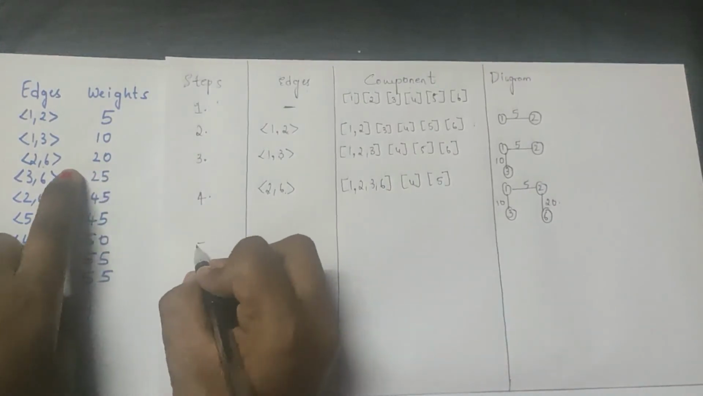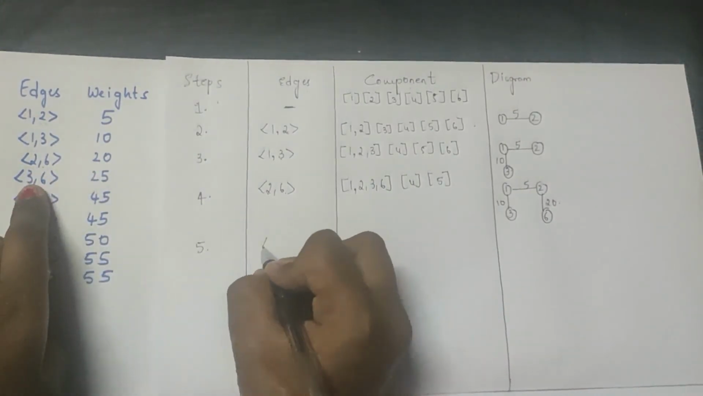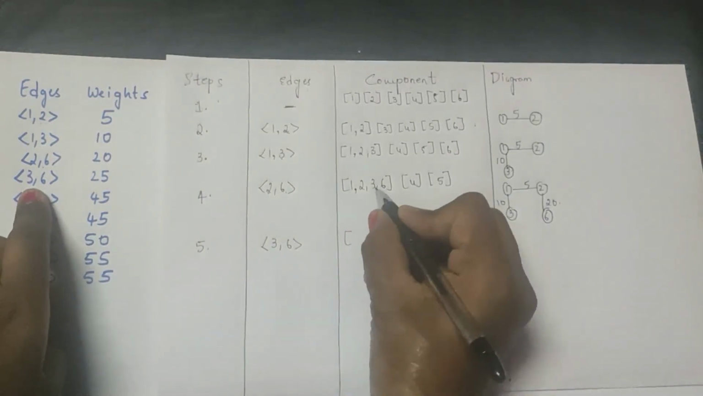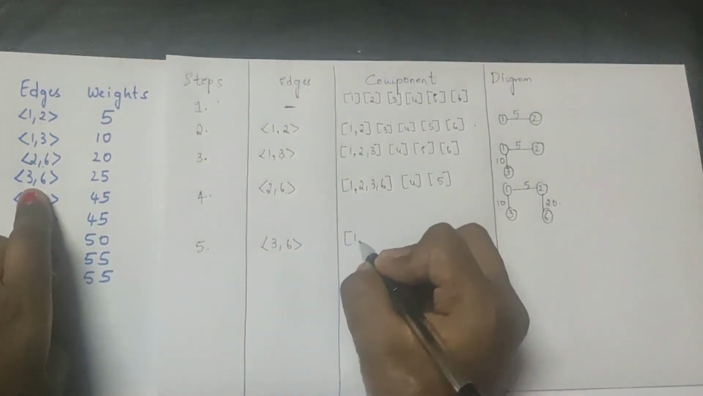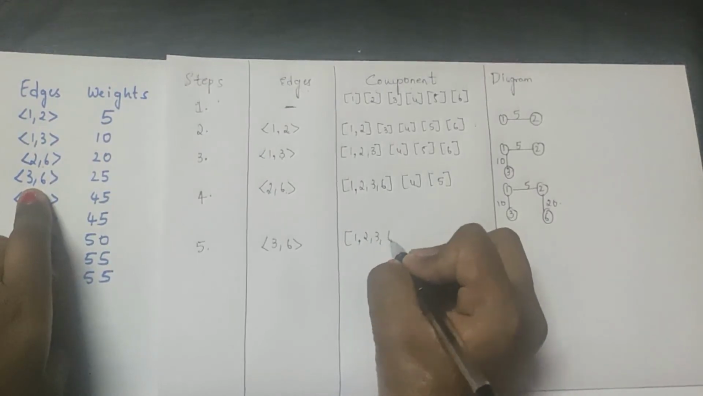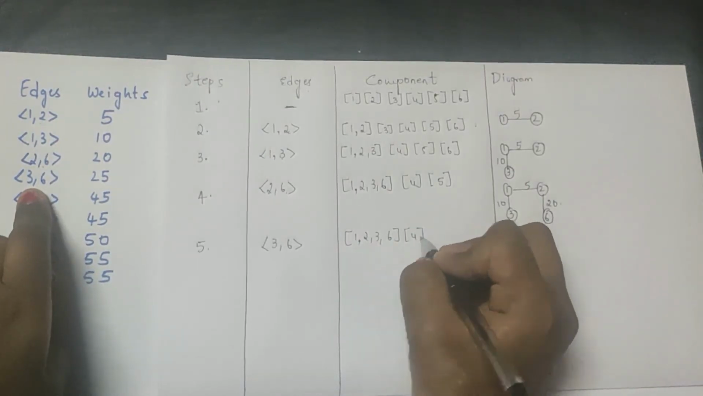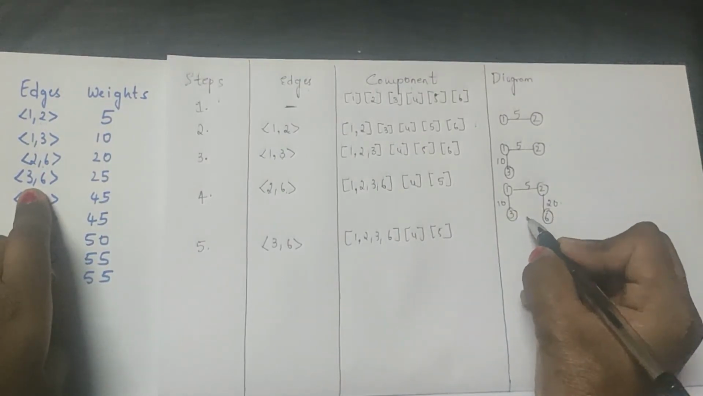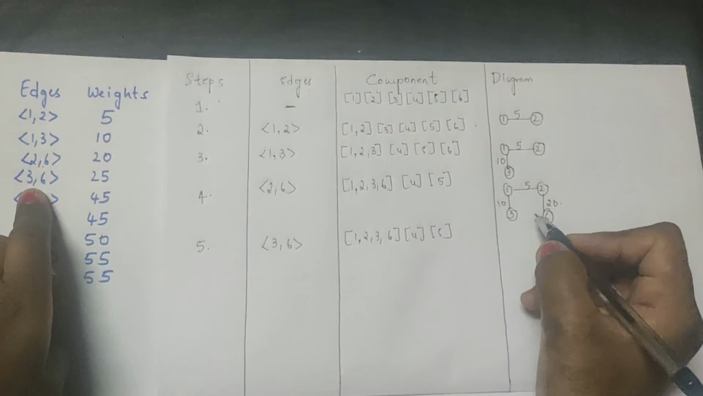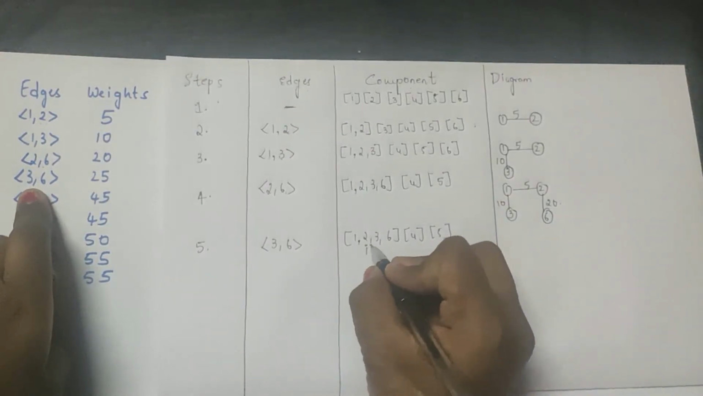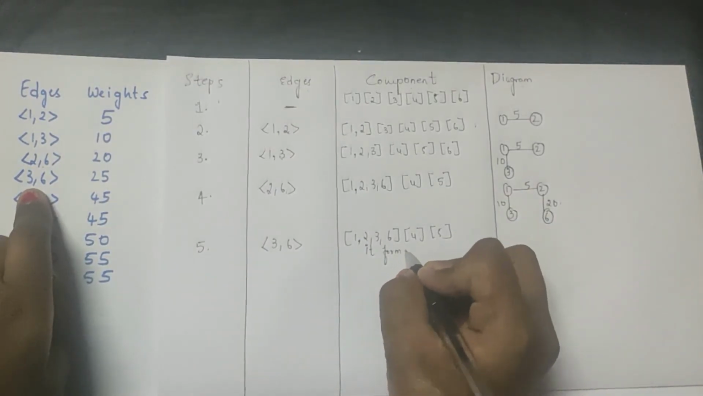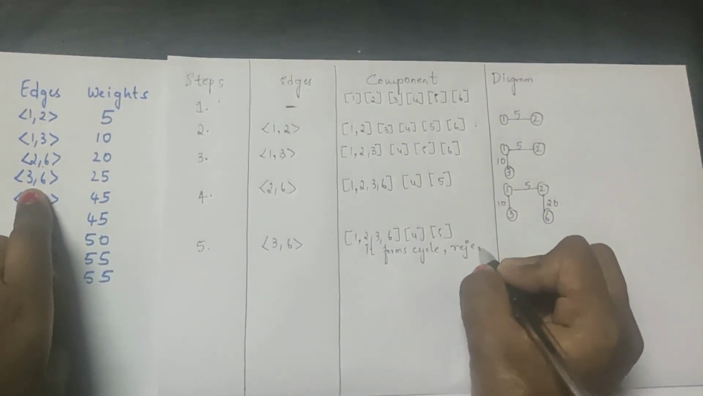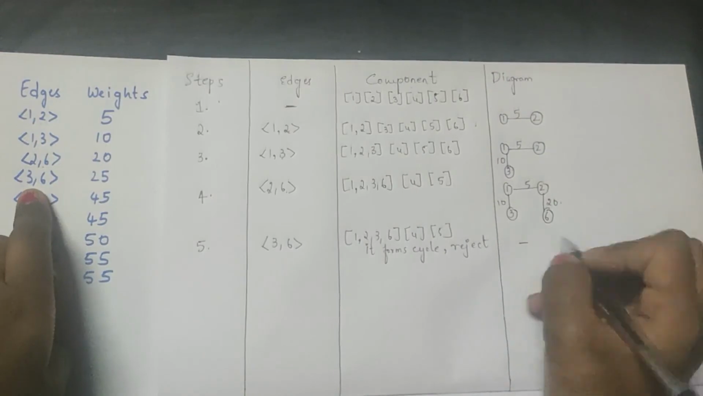Now we'll go to fifth step. We'll go to the next edge. The next edge is that 3, 6. So now 3 and 6 is already in a single component. So you just write it as it is, the remaining. So now if you just see the above diagram, if you join 3 and 6, they form a cycle. So you need to write here, it forms cycle, reject. Just put hyphen and leave it.